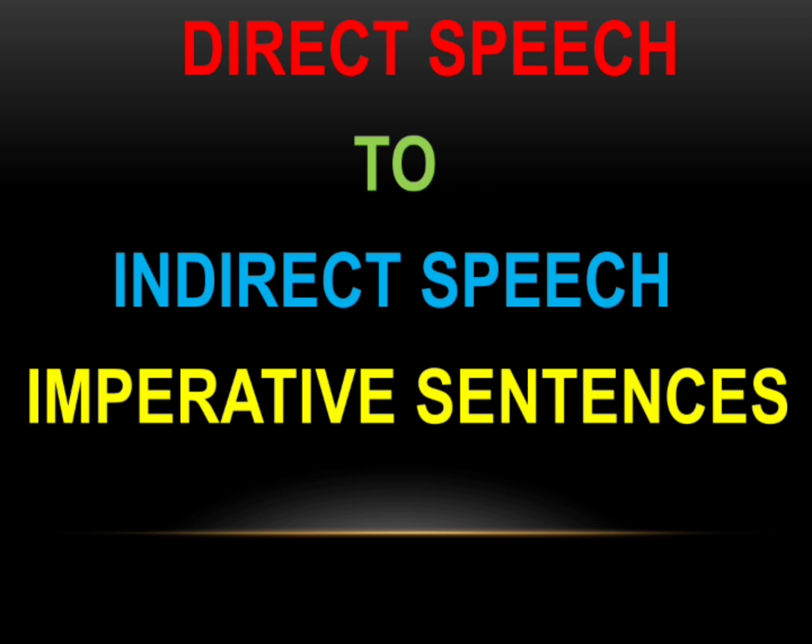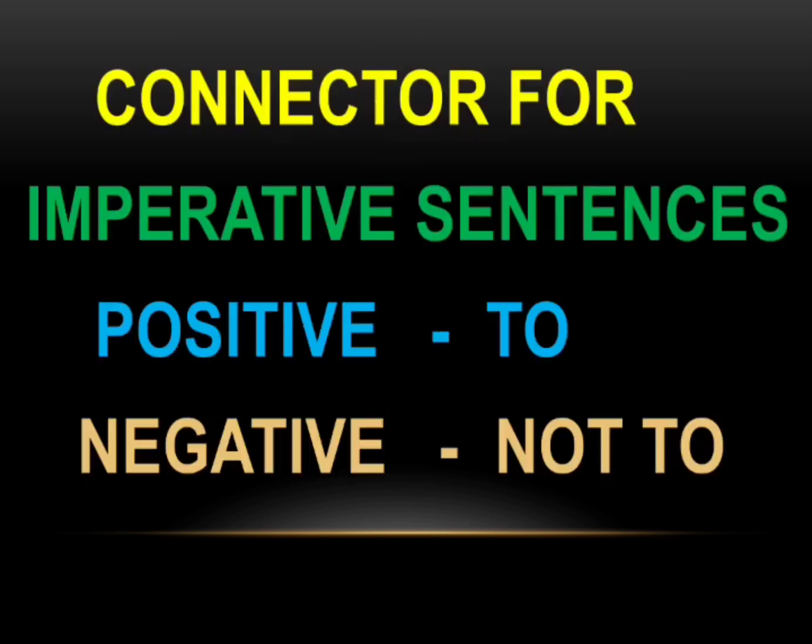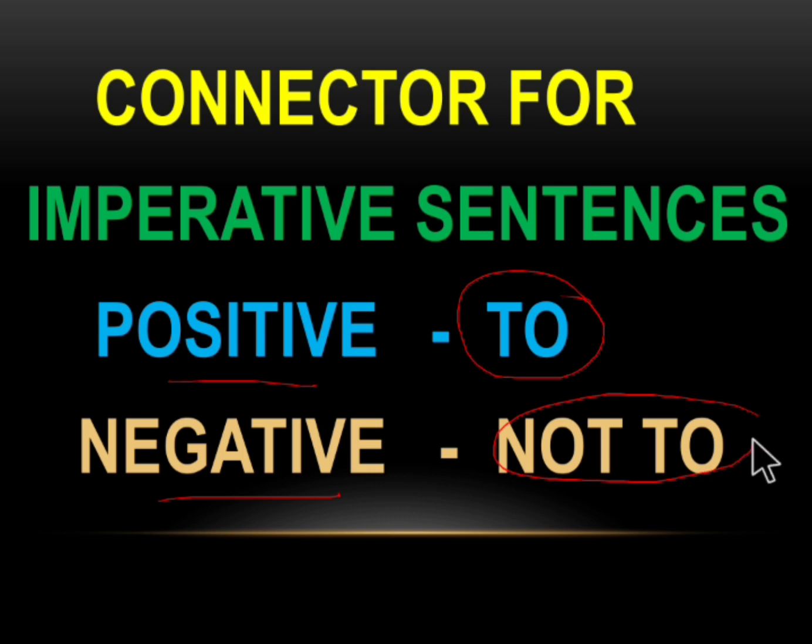The topic in this video is changing direct speech to indirect speech in the imperative sentences. Before we change, let us remember the connector for the imperative sentences. Imperative sentences are of two types: one is the positive and the other one is negative. The connector for the positive sentence is "to," and the connector for the negative sentence is "not to." We will understand better when we go for the examples.